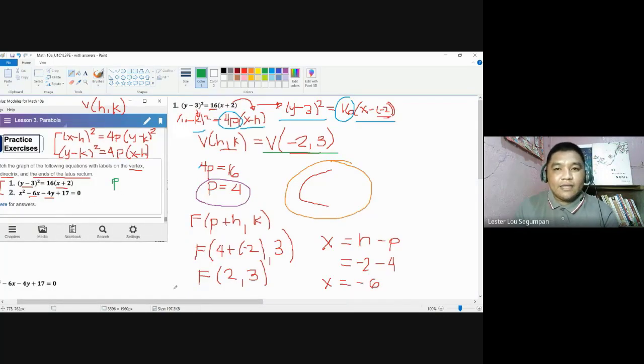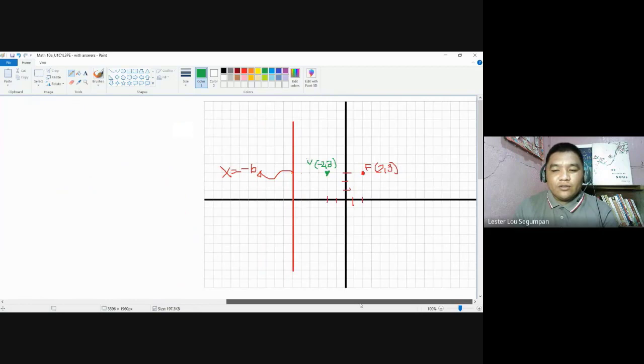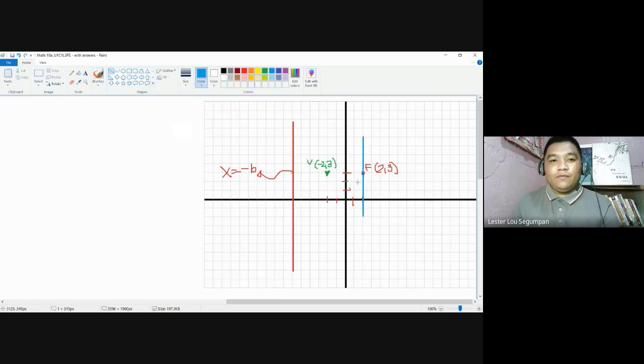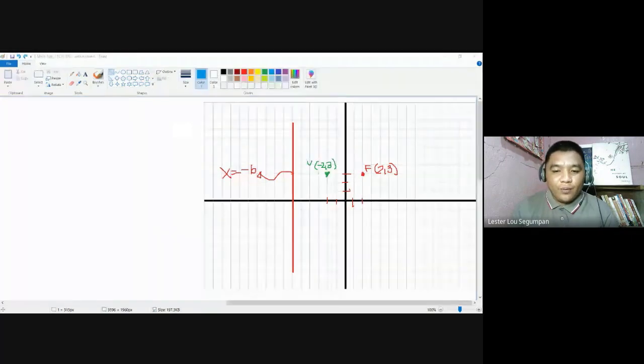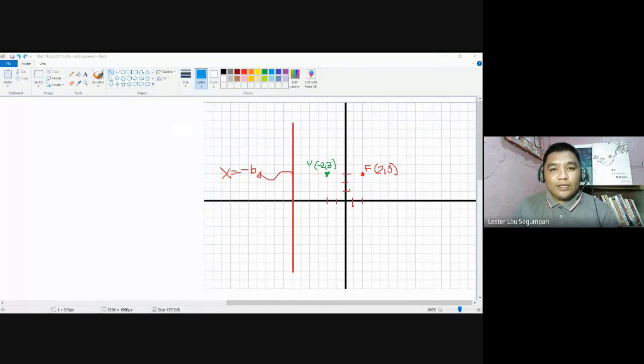Let's go to the ends of the latus rectum. The latus rectum should contain the focus. So it's somewhere in this area, which is also parallel to the directrix, but it will contain the focus of our parabola. We do have also a formula in determining the latus rectum. You don't need to memorize this. You may always refer to our module for opening towards right and left.